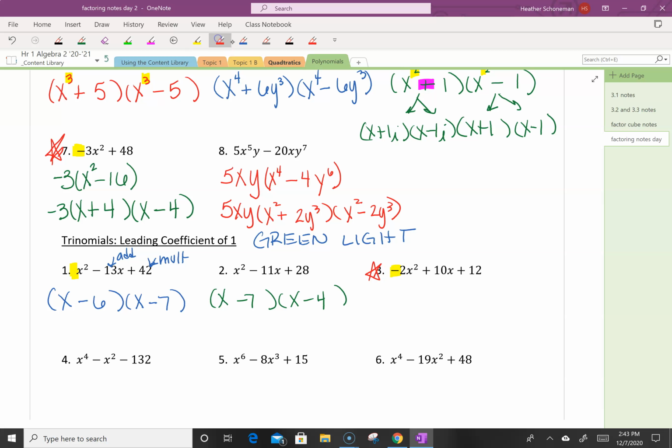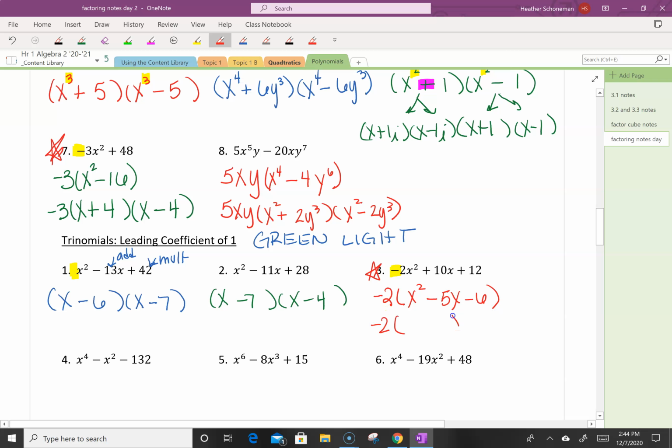That's the red flag waving around telling you take out a greatest common factor. Well, I can take out a -2. Now, I'm not changing the variables, so they're going to stay the same, but the numbers change. -2 divided by -2 is 1, but I don't have to write it if I have variables there, so I just have 1x squared. 10 divided by -2 is -5x, and 12 divided by -2 is -6.